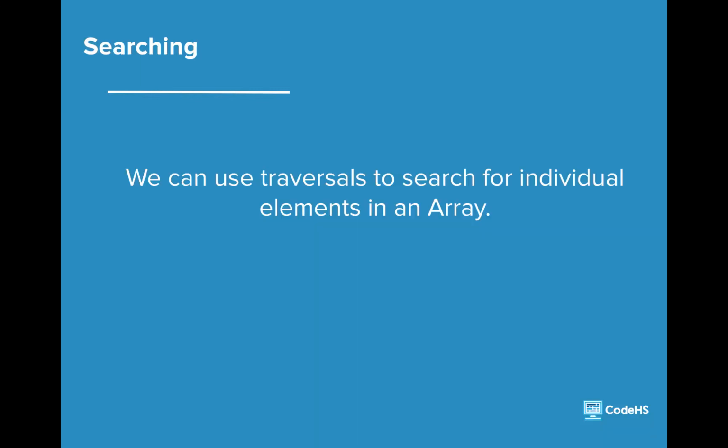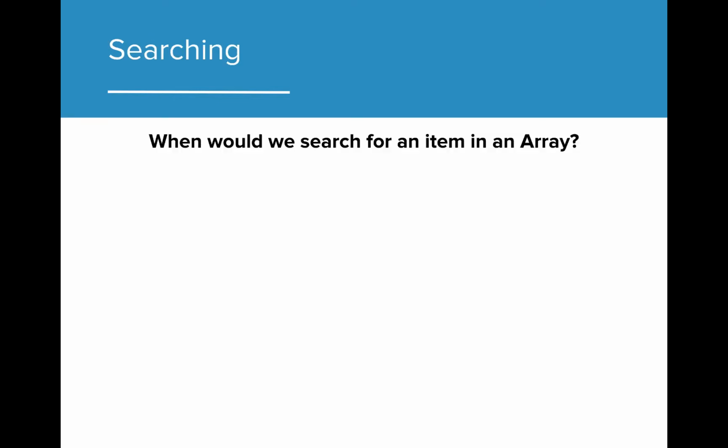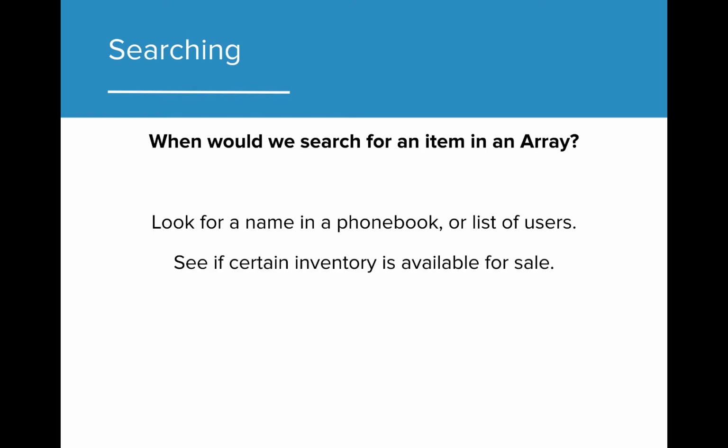We can use these traversals to search for individual elements in an array or array list. Searching is an incredibly useful tool that we can use in our programs. We can use it to look for names in a phone book or a list of users on our site, or to see if certain inventory is available for sale or in storage. These are just a couple of examples of how searching can be used in real-world environments.